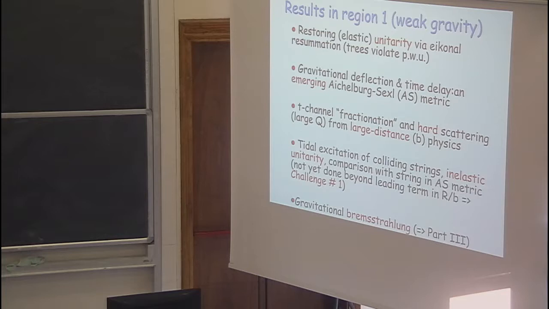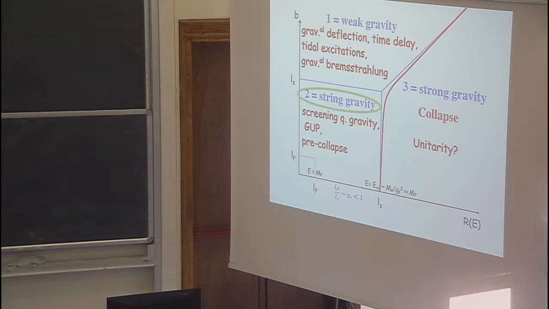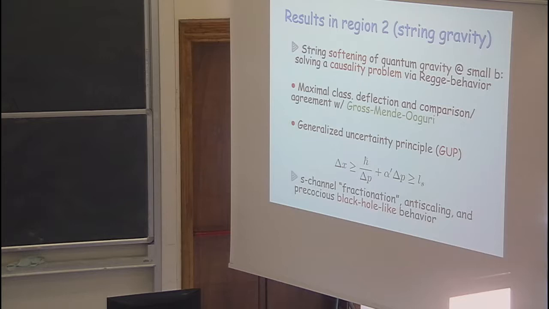So if we move down to what we call string gravity, then there are some very interesting effects. Here is the list, and then I will go over two of them for lack of time. So there is string softening of quantum gravity at small impact parameter, and this solves a causality problem via the Regge behavior of string amplitudes. There is also an interesting point, and that's where Gross-Mende-Ooguri comes into play. There is a maximal classical deflection, because strings being extended objects reach a maximal deflection when they graze each other in the collision. So there is a maximal classical deflection angle.